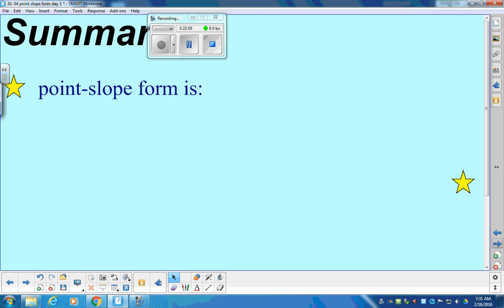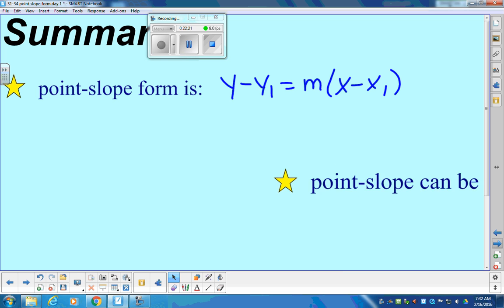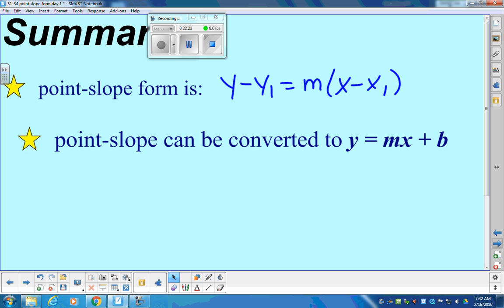The summary for today is that the point slope formula is y minus y1 equals the slope times x minus x1. Remember that y and x are just stop signs. And then point slope can be converted into y equals mx plus b. We can just solve for y.